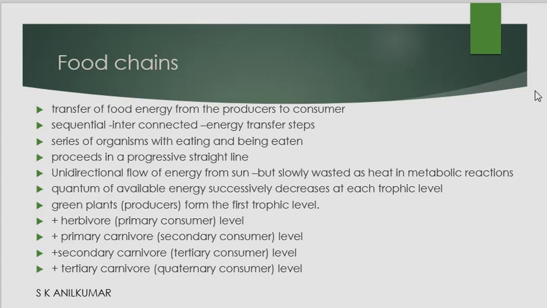Progressive means what? One after another, sequential. And straight line means what? They are all interconnected and in a straight line. It is a unidirectional flow. That is why we call it a straight line. Unidirectional means what? In one direction.